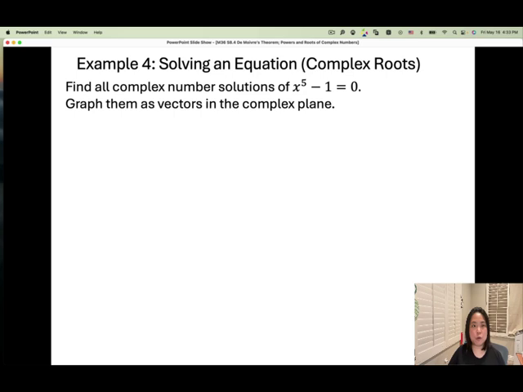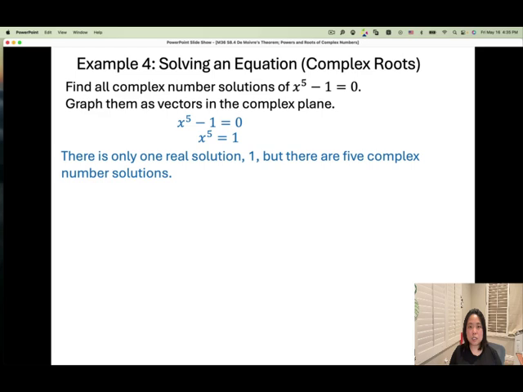Okay, last example. Find all complex number solutions of x to the power 5 minus 1 equal to 0. Graph them as vectors in the complex plane. Okay, we do have this equation. Now, let's add 1 to both sides. And you could see we only have one real solution, x equal to 1. But there are 5 complex number solutions because n equal to 5.